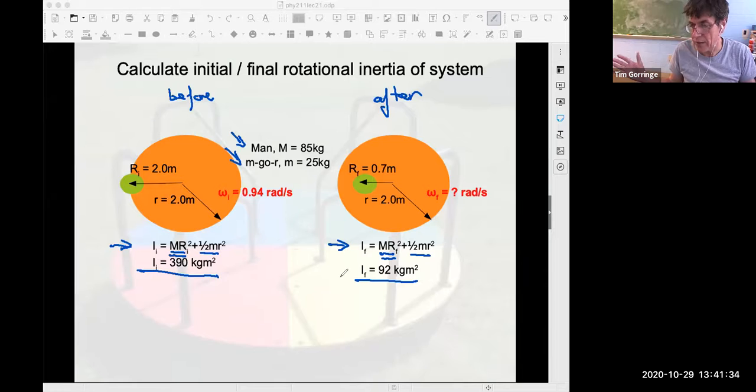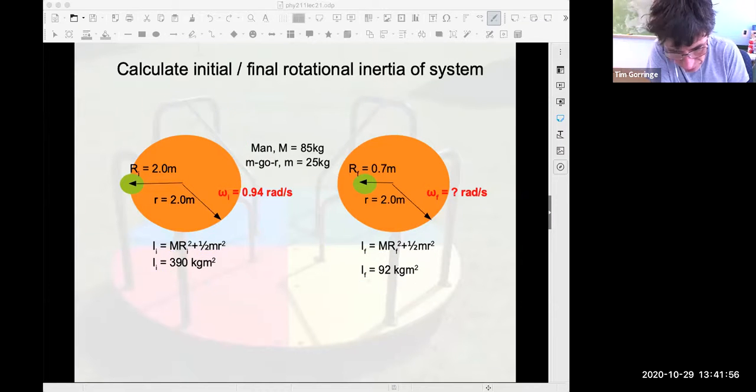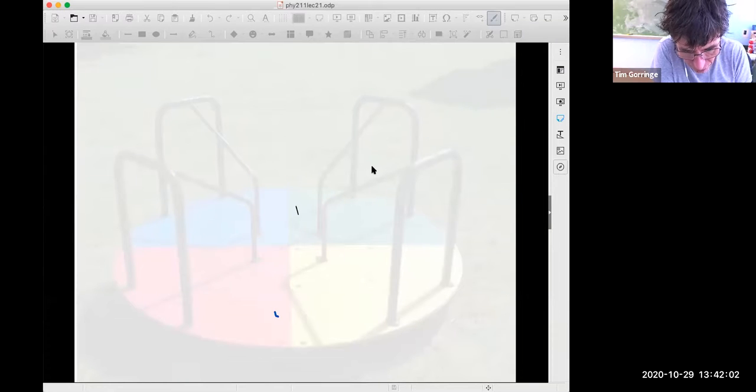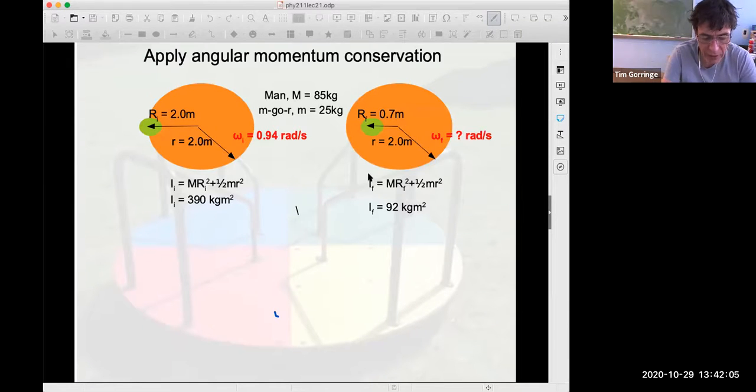And so there's a big change of moment of inertia when the man walks inwards. And that's actually true when Natalie pulled her arms in. There was a big change in the moment of inertia. And when I put my arms in with the weights in them, there was a big change in the moment of inertia. And in all of these cases, there's therefore going to be a big corresponding change in the speed. Okay, so now we've got the moments of inertia, and we can go on and apply angular momentum conservation to find the final angular velocity of the system, knowing the initial angular velocity of the system.